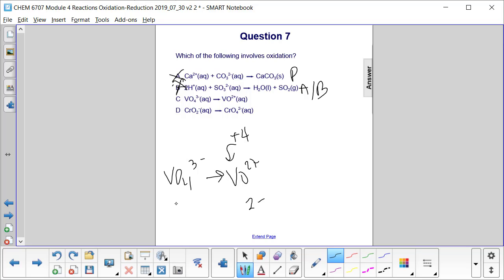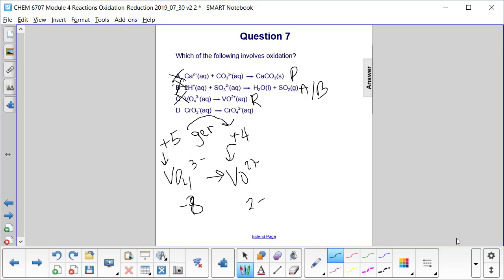Here the oxygen is 2 minus, and there are 4 of them. So 4 times 2 is -8. To get an overall -3 charge here, then this vanadium must be +5. Okay. So to go from +5 to +4, we've gained 1 electron. Gaining electrons is reduction. Okay, so this is oxidation reduction, but it is a reduction reaction.